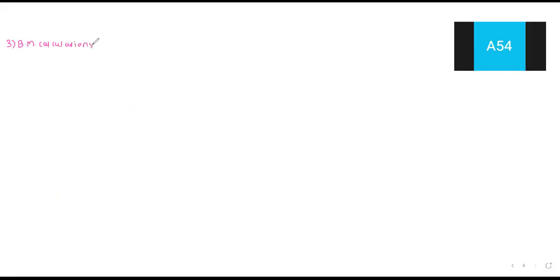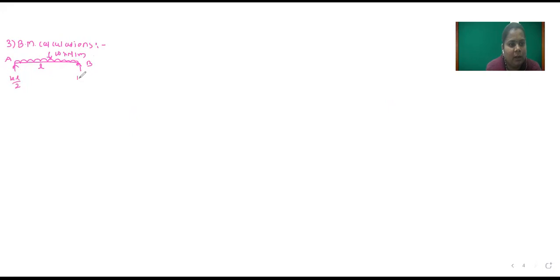Bending moment calculations. For this, once again, I will draw the figure here. This is our span, and here a uniformly distributed load is applied, W kilonewton per meter. This is A point, this is B point, and this is L. Here WL by 2 and here also WL by 2. So now we will do bending moment calculations.